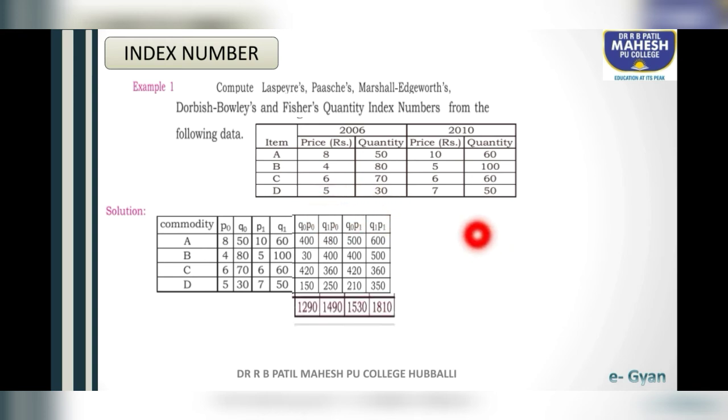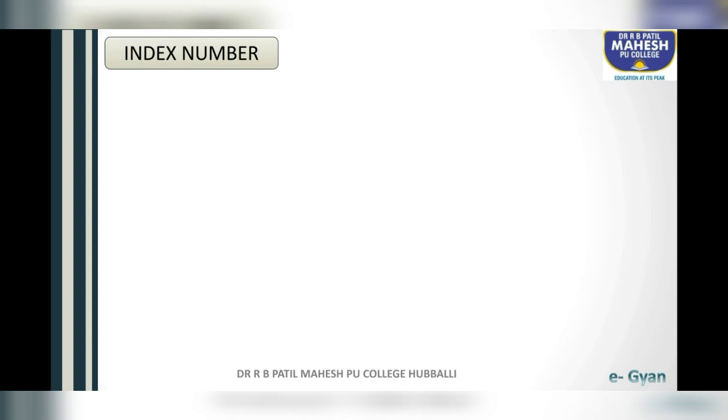Okay, students. Summation Q naught P naught total is 1290. After finding Q1 P naught, summation Q1 P naught total is 1490. After finding Q naught into P1, summation Q naught P1 total is 1530. After finding Q1 into P1, summation Q1 P1 total is 1810. So these are the totals. Now you find the formulas.